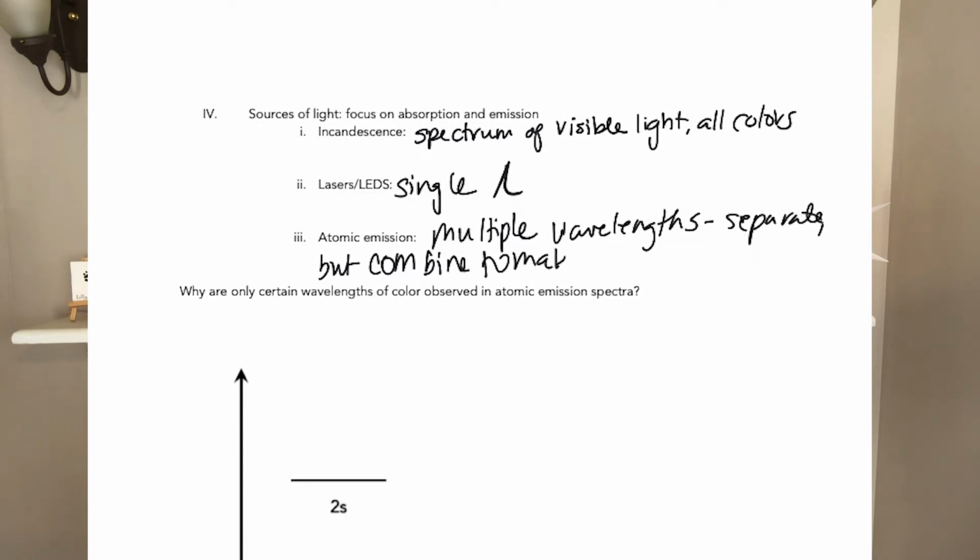So now that we've learned about light sources and jumping electrons, how do we tie emission into light sources, specifically for a particular atom? Well, we've got one more video for that, so stay tuned.